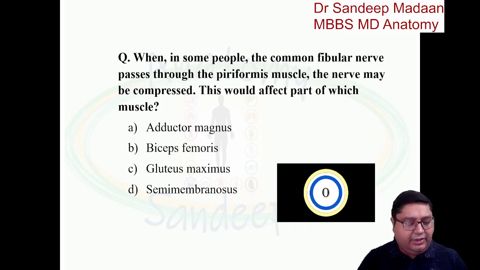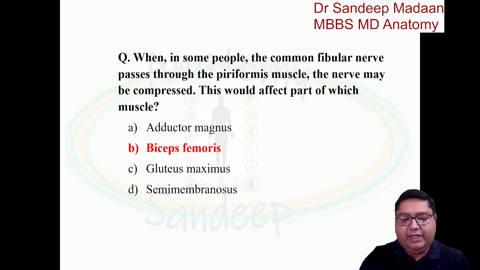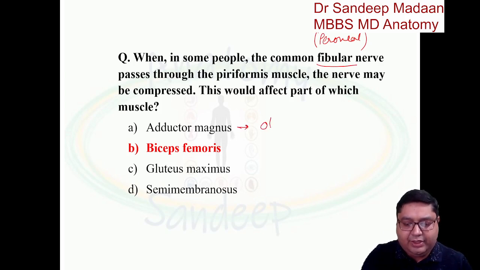Now dear friends, what is the answer? Answer will be biceps femoris. Why? See the common fibular, as I said, wherever the word is fibular, you can interchange with the peroneal. So here we have adductor magnus. Adductor magnus is supplied by the obturator nerve. It is also supplied by the tibial division of sciatic nerve, right?